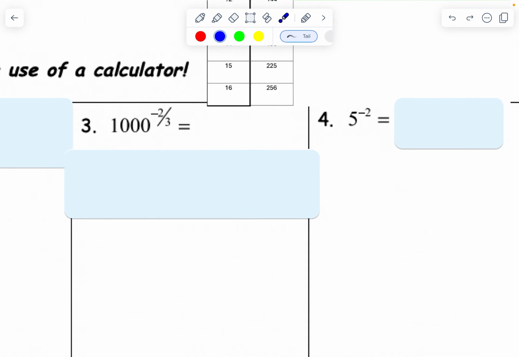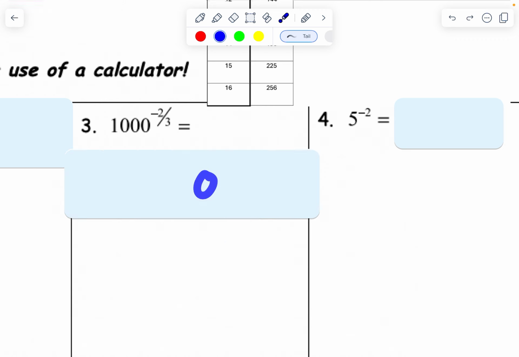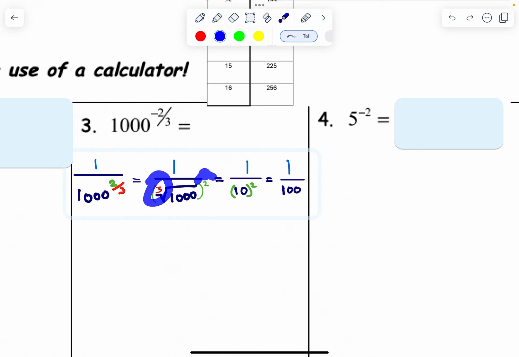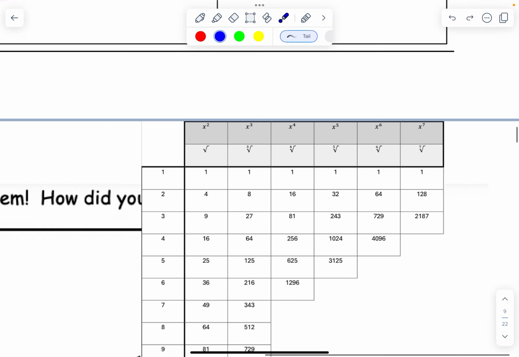1,000 to the negative 2/3. I'd write it 1 over 1,000 to the 2/3, and then I'd take the cube root of 1,000, and I'd get 10, and then I'd square it, and I would get 100. Now, technically, you can do this in any order you want, but I would strongly recommend always taking your root first, because it's much more likely to make it possible to find what you're looking for on the table.